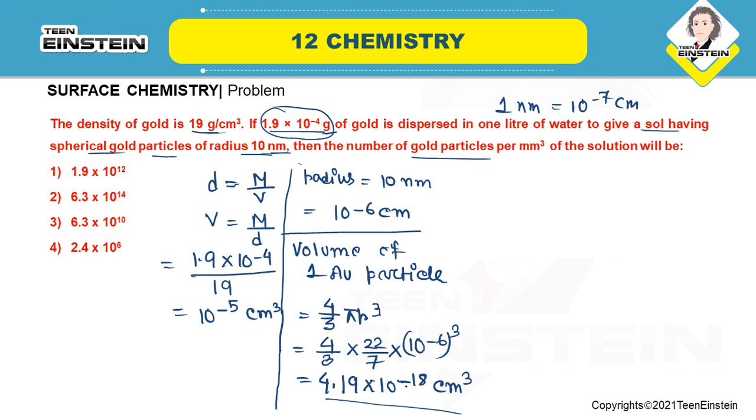So next what we will do, now we know the volume of one particle, and the total volume for this mass, that is 10 to the power minus 5. So we can easily find out the number of gold particles. For one particle, the volume is 4.19 × 10 to the power minus 18. You can also understand, see here the power is minus 18, that means it is the volume of one particle. But 10 to the power minus 5 is the volume of all the gold particles, and we have to find the number of gold particles. So we will divide. Suppose this is V and this is V prime. So V by V prime will be the number of gold particles.